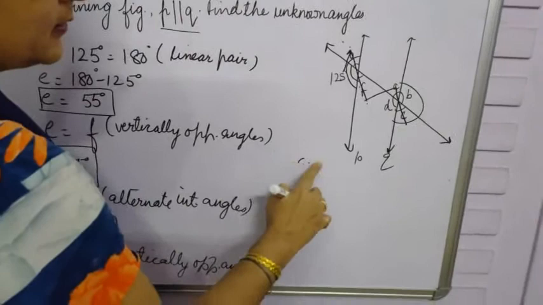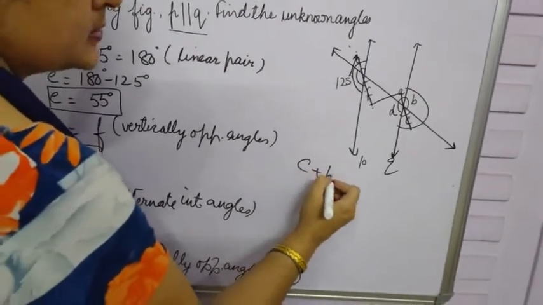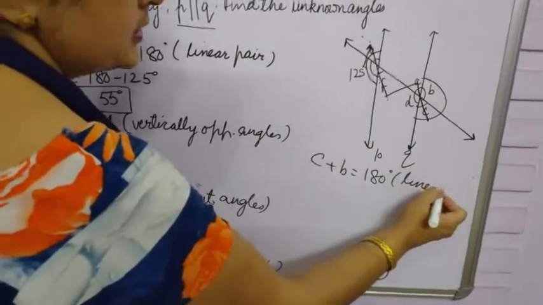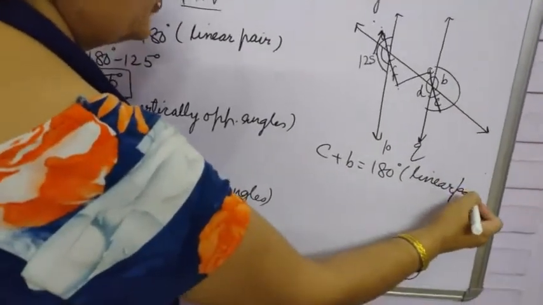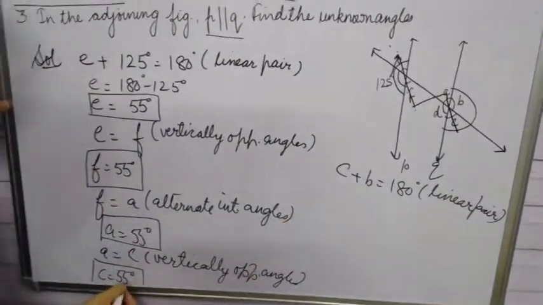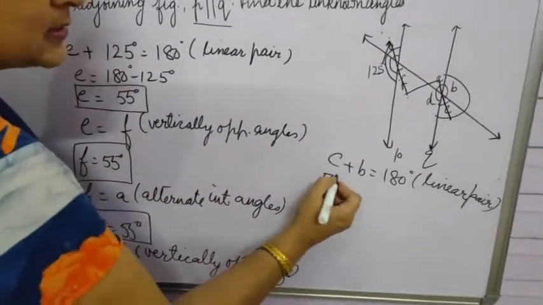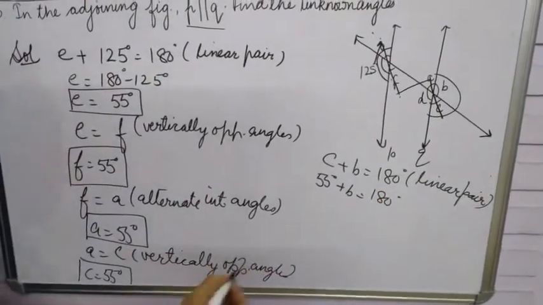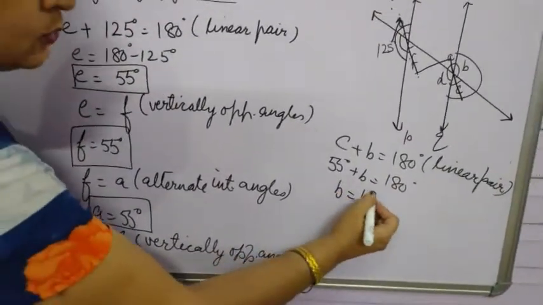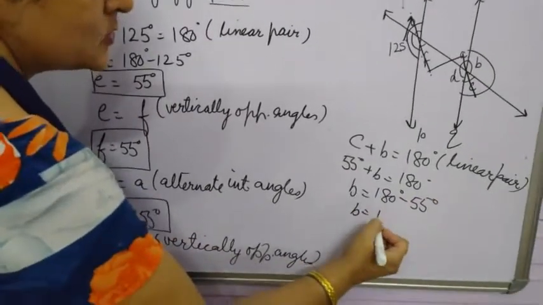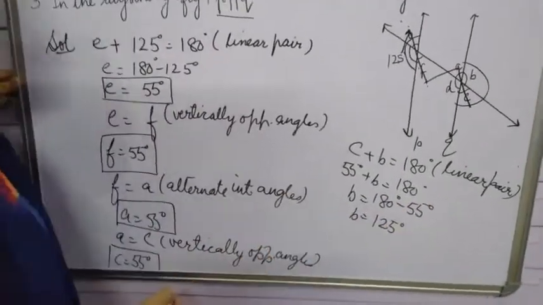Angle C plus B is equal to 180 degrees because they form a linear pair. Together they are making an angle of 180 degrees. So C we already know, 55 degrees, plus B is equal to 180 degrees. So B is equal to 180 minus 55, that means 125 degrees.